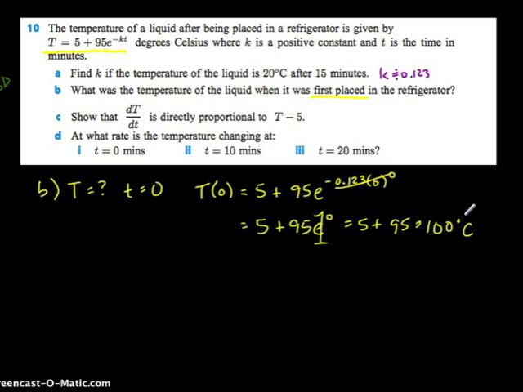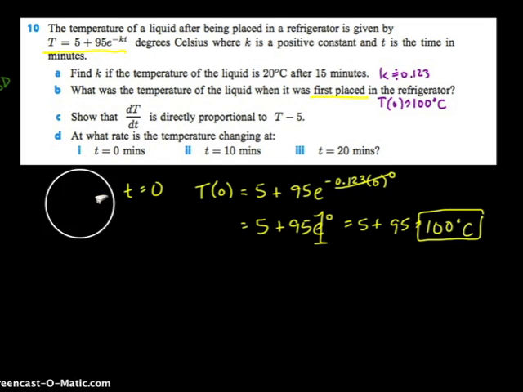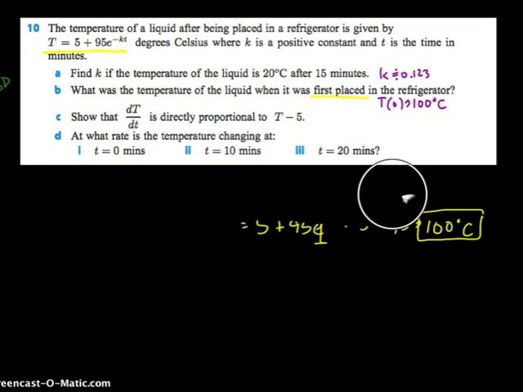We can use that and write it again on this top space. So I've got that my temperature at time equals 0 is 100 degrees Celsius. Okay. Now we get into part D. Or sorry, not part D, part C.